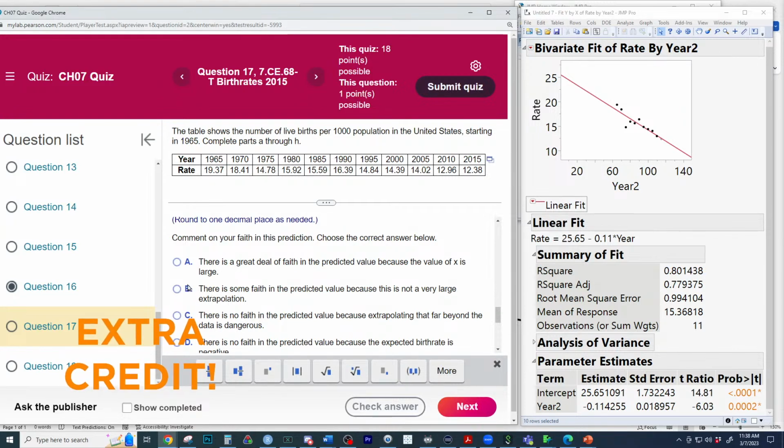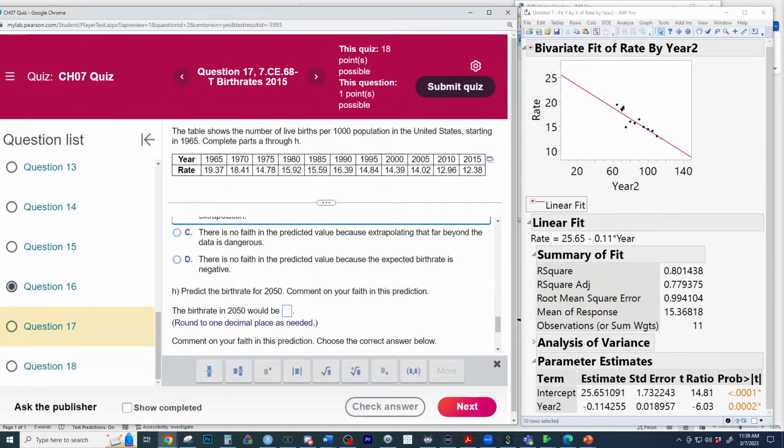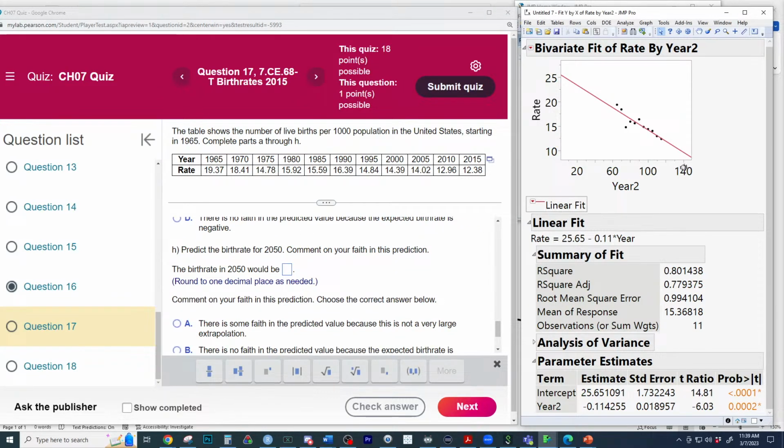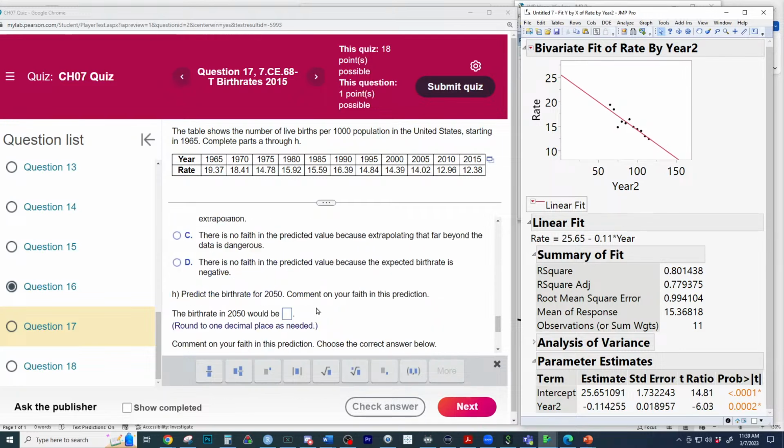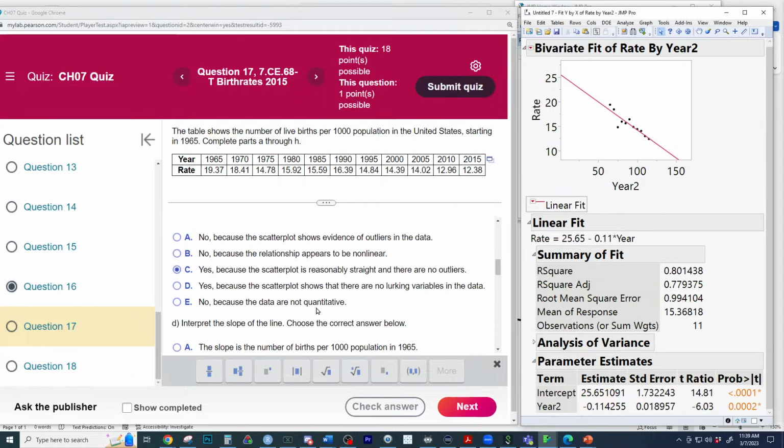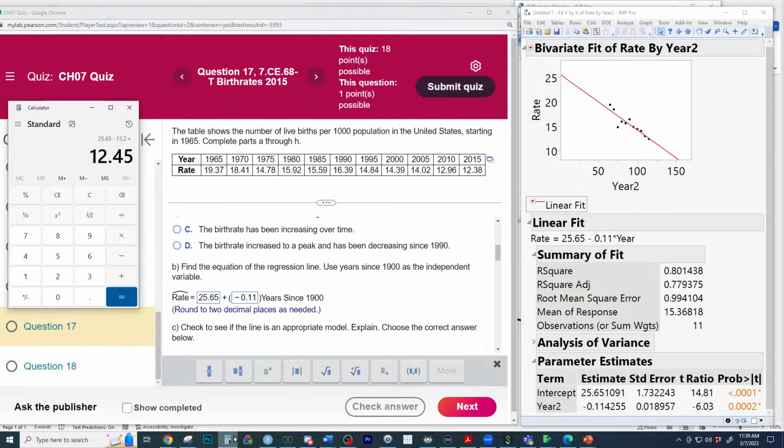I would say there is some faith in this prediction right here because it's not that large of an extrapolation. So we're not going that far outside the model. But this one over here at 250 is a very large extrapolation. You're well outside the model at this point, but we can just plug in the values and the equation makes predictions. So we go right here, 150 times 125.65 minus that value, 19.